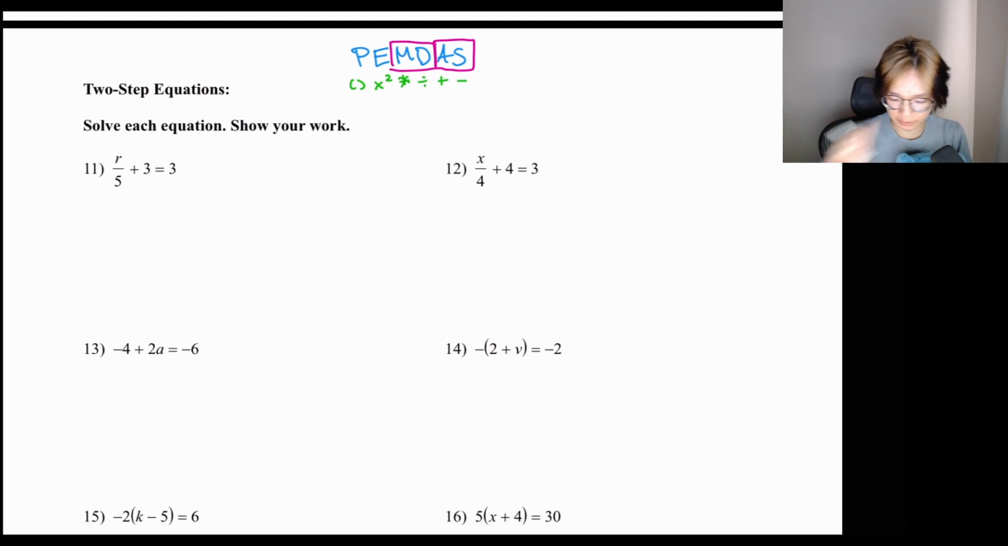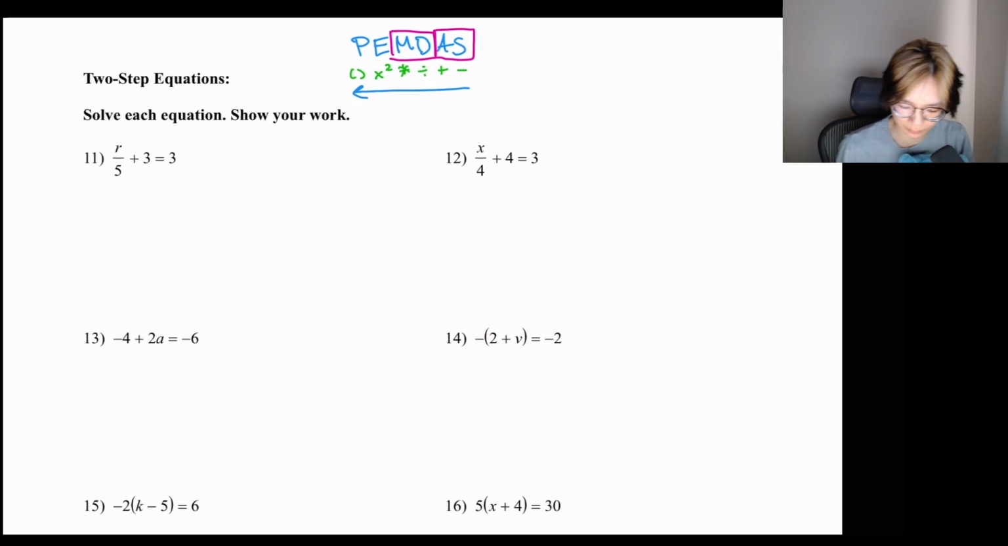And if you have multiple things you can do to solve for the variable, to have only the variable on one side, then you can try to use PEMDAS in the opposite direction to figure out what to do first. So let's apply that to these first couple here.